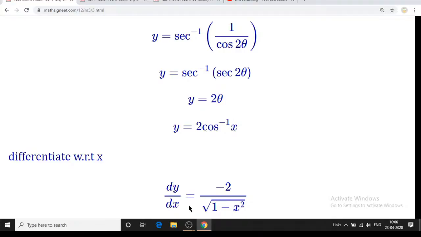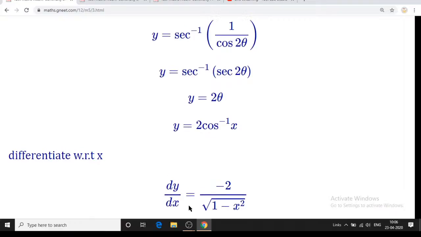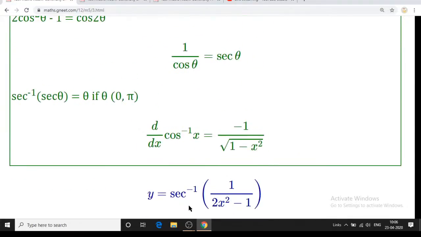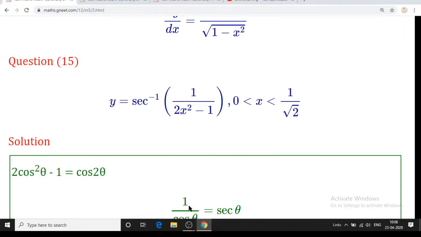We get dy by dx is minus 2 upon under root of 1 minus x square. So here also the same approach: we are first trying to simplify this question, and then we are finding out its derivative.